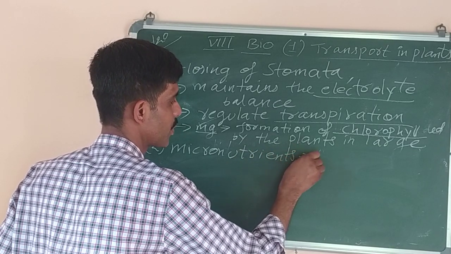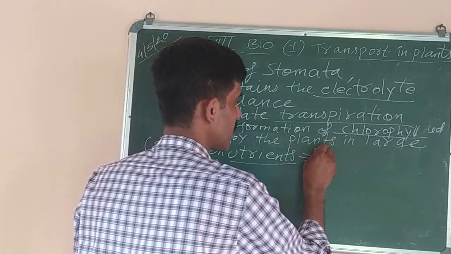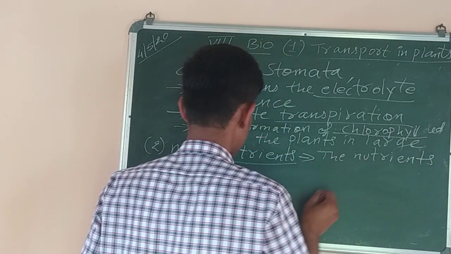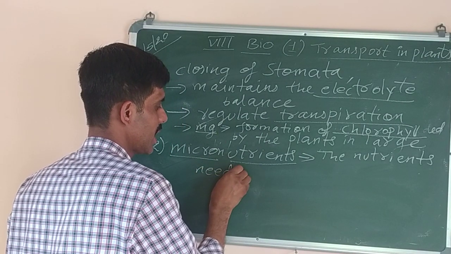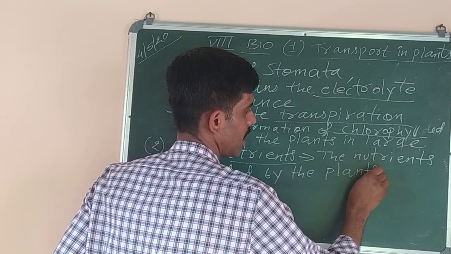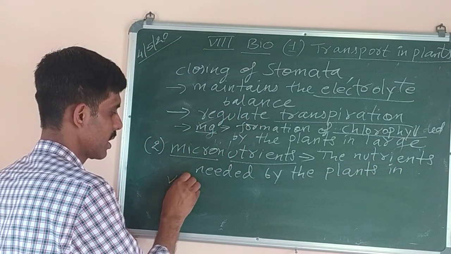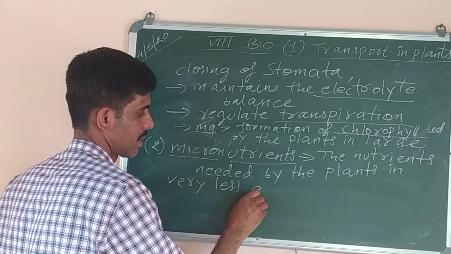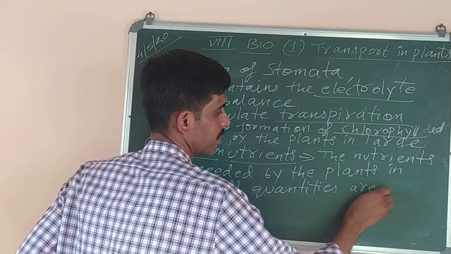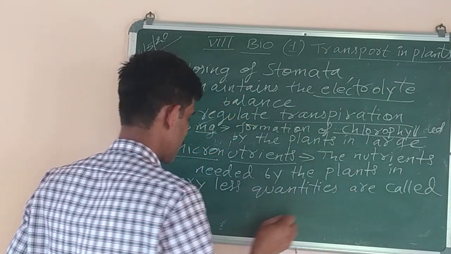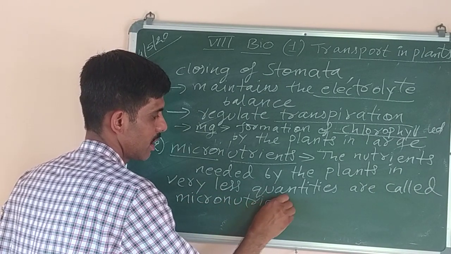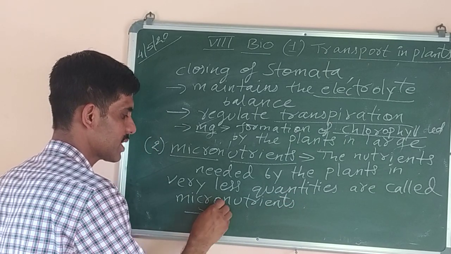Micro means less, small. So what is micronutrients? The nutrients needed or required by the plants in very less quantities are called micronutrients. Now since these nutrients are needed in very less quantity, they are also called trace elements.